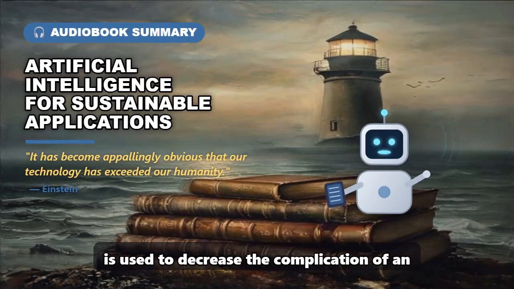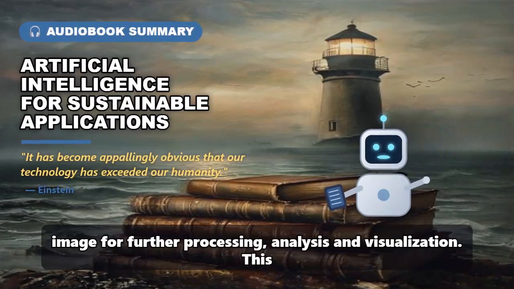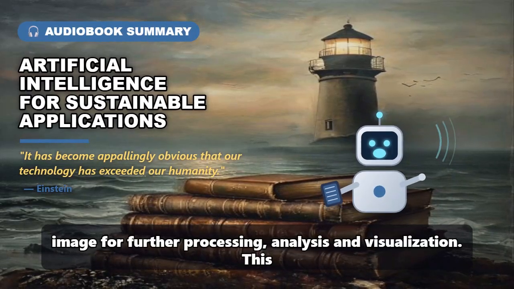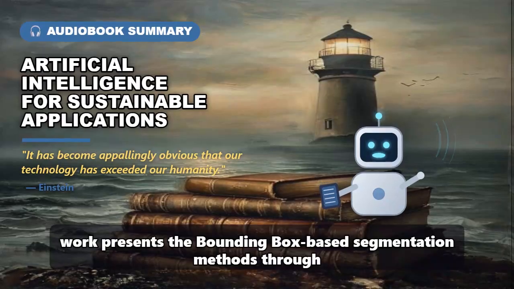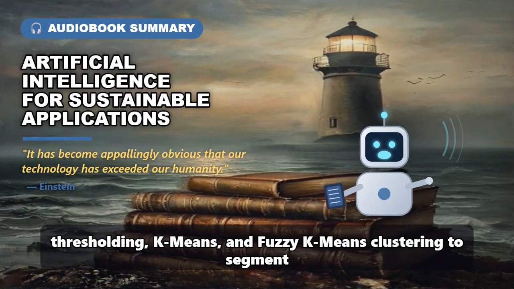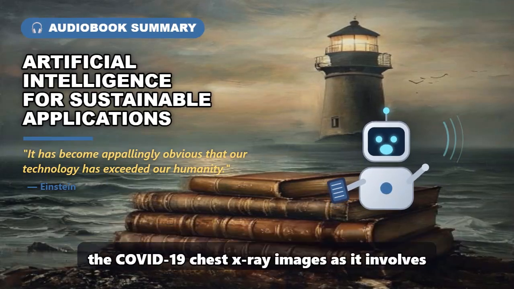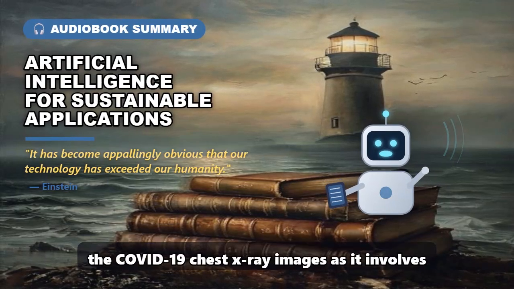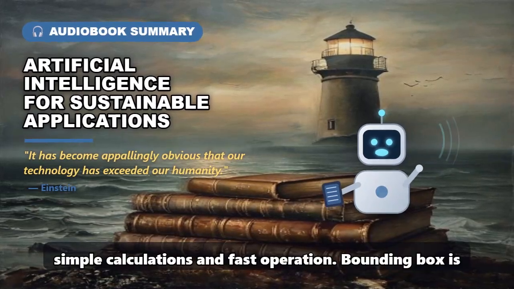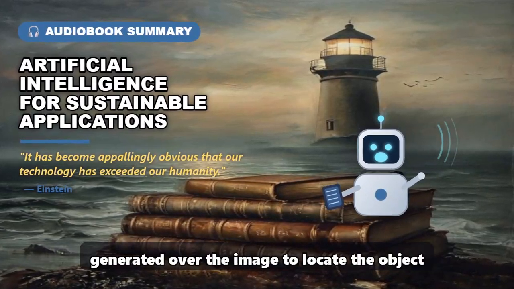Image segmentation is used to decrease the complication of an image for further processing, analysis and visualization. This work presents the bounding box-based segmentation methods through thresholding, k-means, and fuzzy k-means clustering to segment the COVID-19 chest X-ray images as it involves simple calculations and fast operation.